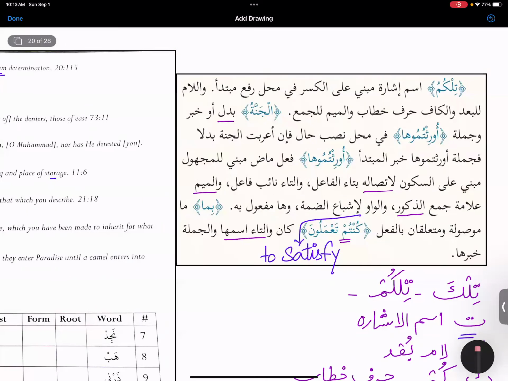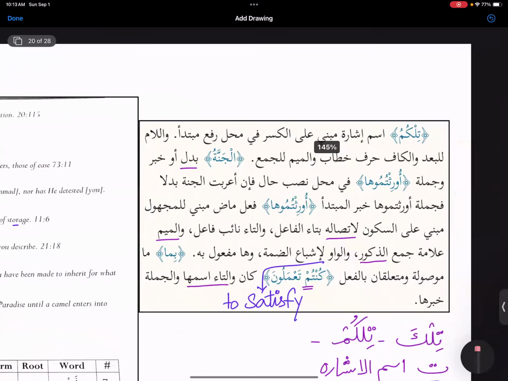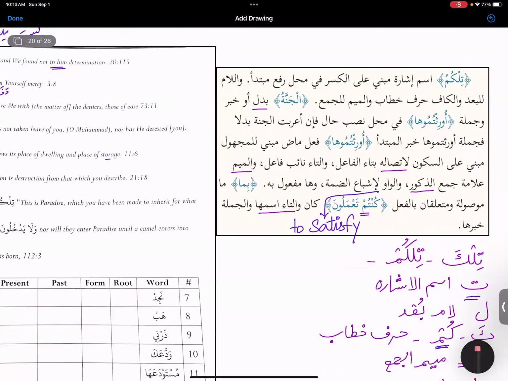So now they are saying tilkum is ismul ishara over here, right? Why is it saying mabni ala kasra? What does that mean? Look at tilkum. It is supposed to be tilkum. The damma here is just to join it, tilkumul janna, right? Actually the word is tilkum. So meem has kasr, meem has sukun over here.